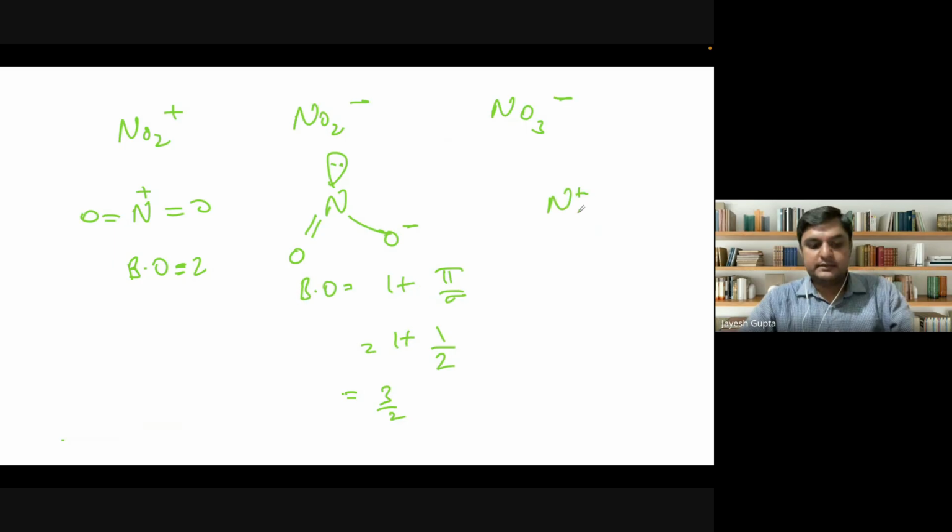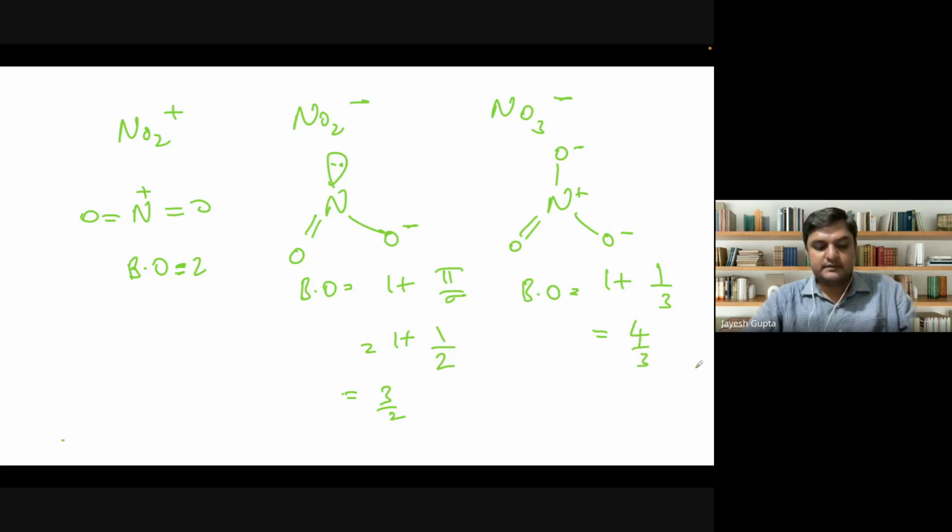Now here you can write N plus. So bond order you can find simply here: 1 plus pi upon sigma. So pi is 1, sigma is 3. You are getting 4 by 3.